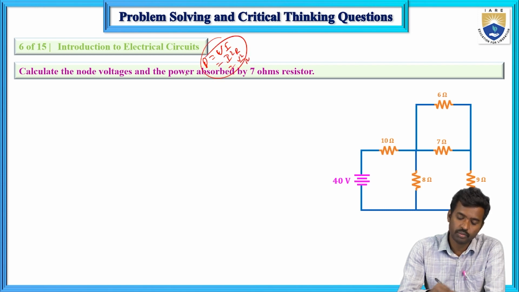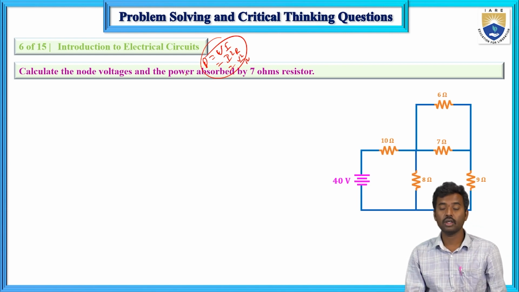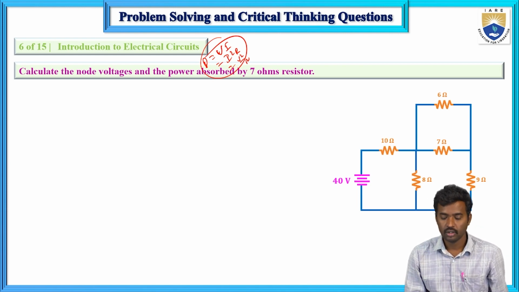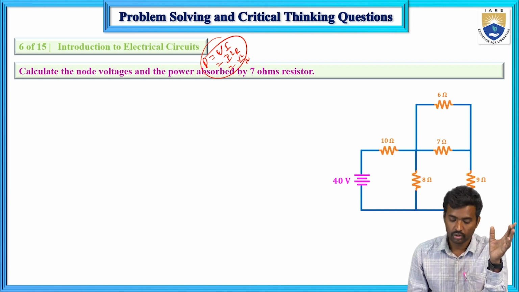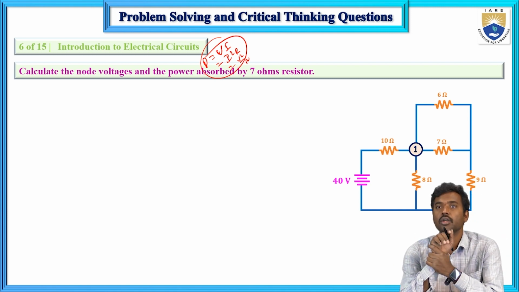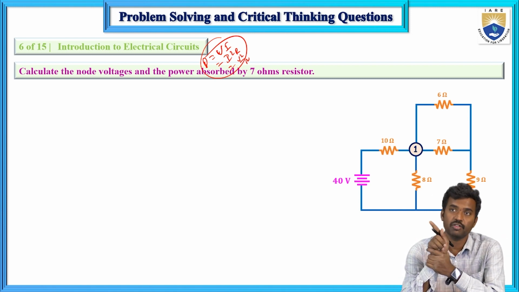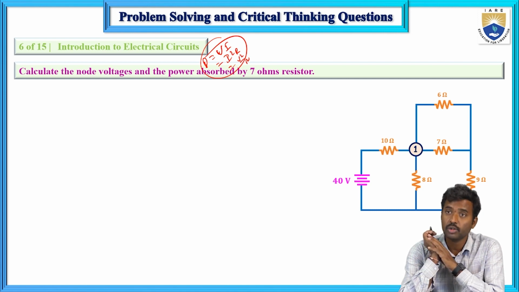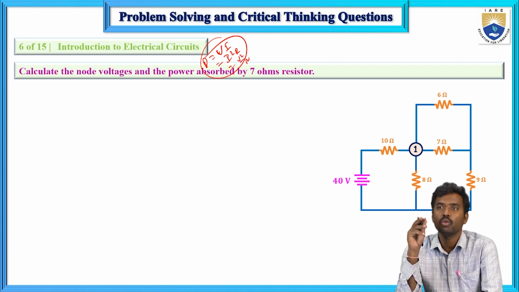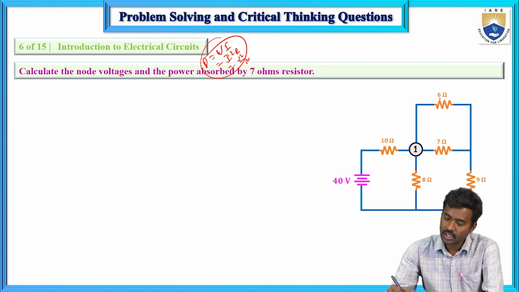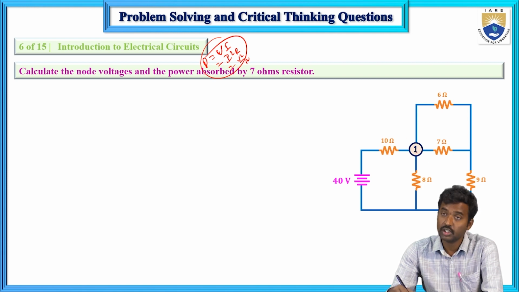So what are the total steps? They are the same steps as mesh analysis, 5 steps. Step 1: identify the possible number of junctions here. In the case of mesh analysis, you identify the possible number of meshes. What is meant by a junction? A junction is where 3 or more elements are connected to one point. Here resistors 6, 7, 8 and 10 are connected to this point. So this is junction 1.